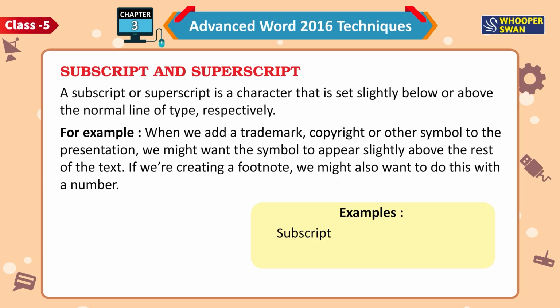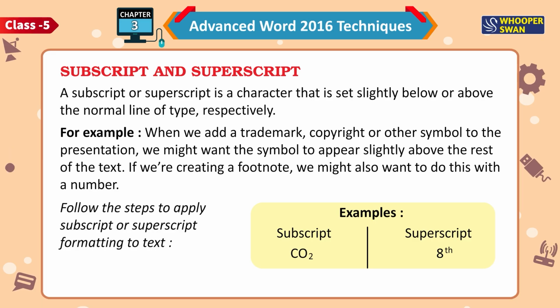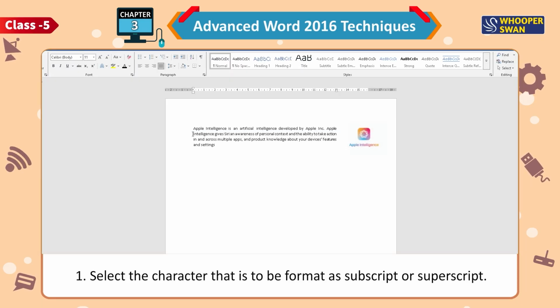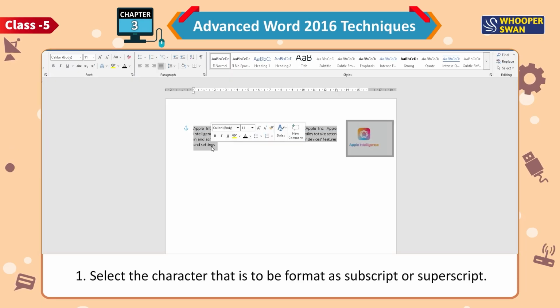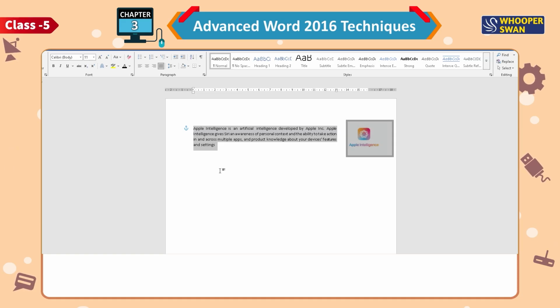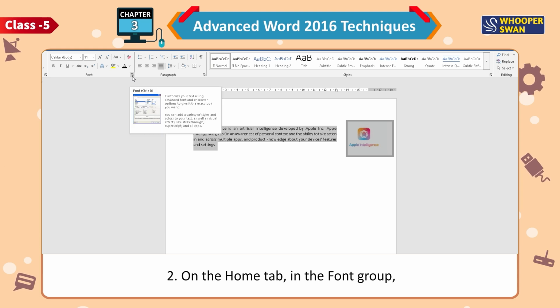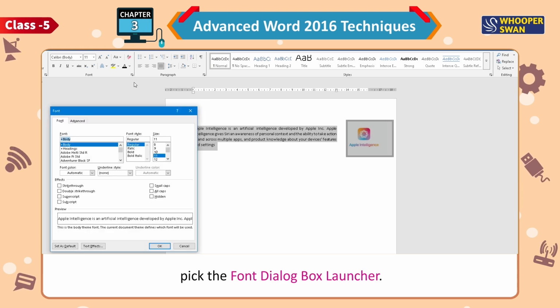Examples: subscript CO2, superscript 8th. Follow the steps to apply subscript or superscript formatting to text. Step 1. Select the character that is to be formatted as subscript or superscript. Step 2. On the Home tab, in the Font group, pick the Font dialog box launcher.